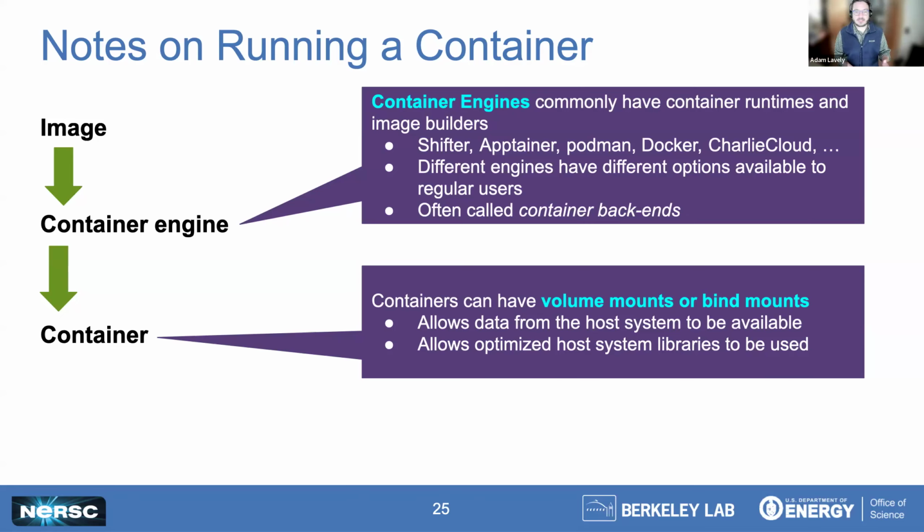Or a place for data to either read or to write. The other thing that this allows you to do is to link into the host system libraries. So in the second session today, we're going to be linking with MPI. That will use the Cray optimized MPI that's been built specifically for Perlmutter, rather than the MPICH that we will build into our container.